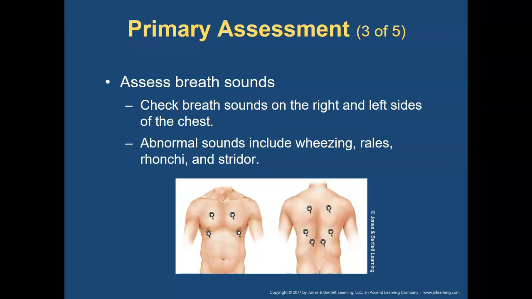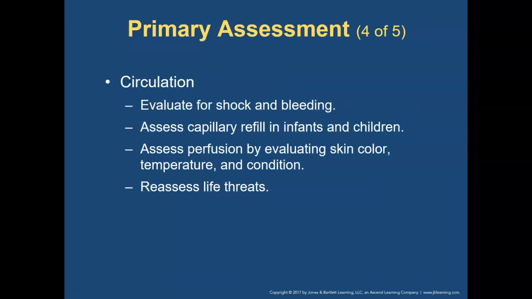What did we say earlier abnormal breath sounds were going to be? Yep, adventitious. So we're looking for adventitious breath sounds. So check breath sounds on the right and the left of the chest and compare. Listen to breath sounds for a full respiratory cycle. Now, abnormal sounds include snoring, wheezing, crackles, rhonchi, stridor. Those are all adventitious breath sounds.